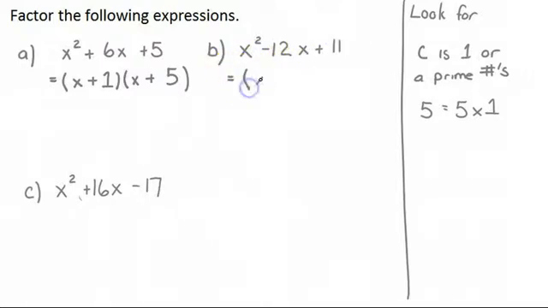In this example, again, a is 1, so we have x and x. And then I see I have a prime number as my c term, so the only way to multiply to give me 11 is 11 and 1. And I see that the sum is negative, so the only way to result in a negative value by multiplication is if I multiply two negative values, so it has to be negative and negative.